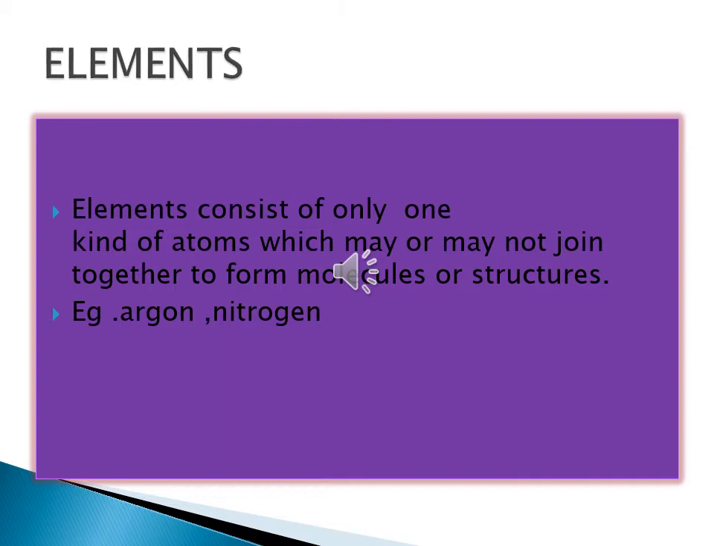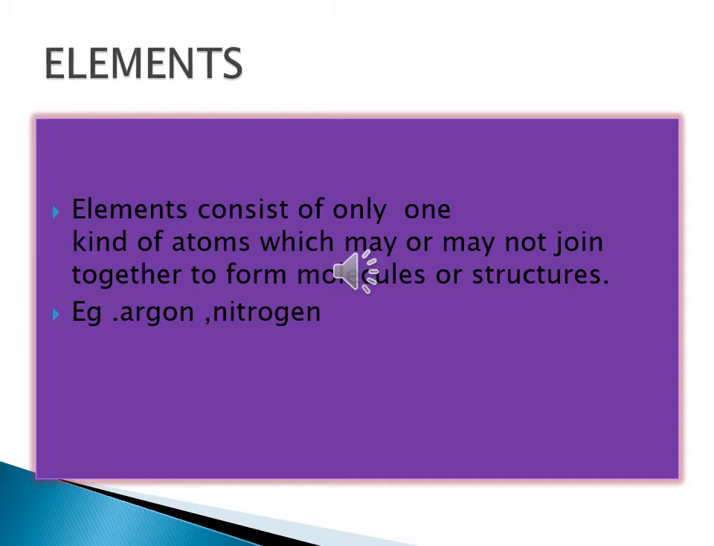This is a chemical structure. It may be atoms or molecules. So here they join together and it forms a molecule or large structure. Therefore, an element can exist as atoms and/or molecules.